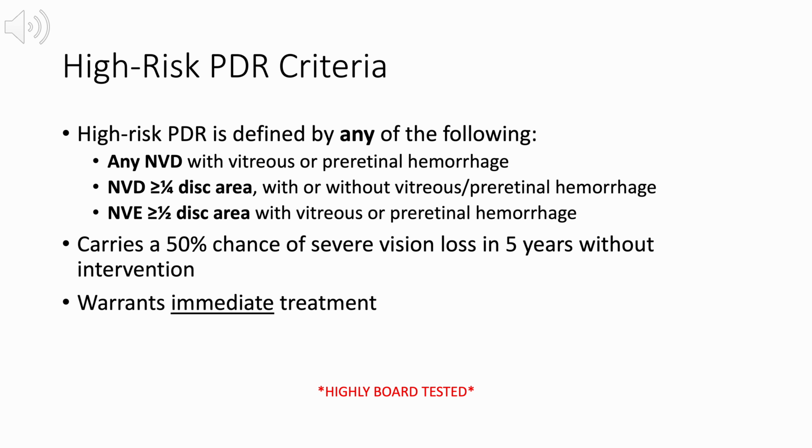NVD qualifies as high risk with any hemorrhage regardless of its size. NVE, by contrast, must be both larger, 1/2 disc area, and accompanied by hemorrhage. So the hierarchy is, disc neovascularization is worse than peripheral neovascularization, and the presence of hemorrhage lowers the size threshold required. High-risk PDR carries a 50% chance of severe vision loss within 5 years without intervention, and it therefore warrants immediate treatment. Compare that number to the progression risks we reviewed for NPDR. This is no longer a question of risk of progression, but a coin flip on severe vision loss itself. This is why high-risk PDR functions as a treatment threshold rather than merely a descriptive category.